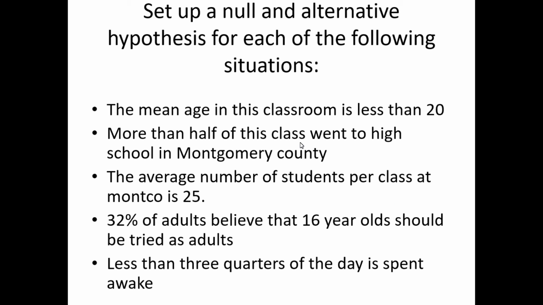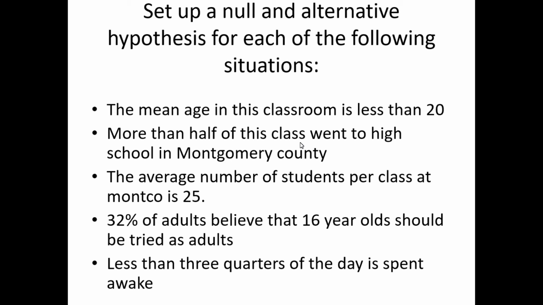Set up a null and alternative hypothesis for each of the following situations. I'm going to do the first one for you, then give you time to try each of the next ones. Mean age in this classroom is less than 20. I'd want to begin by stating the null hypothesis, which is H0: mu equals 20. It's always the case that your null is equal to. Never is your null going to be anything other than equal to.